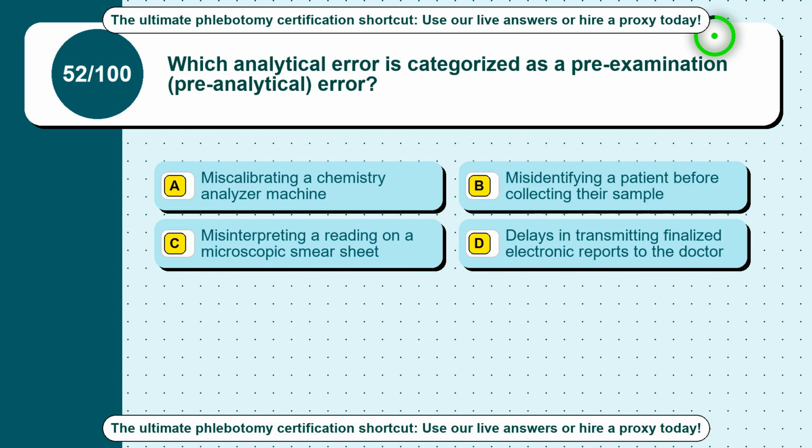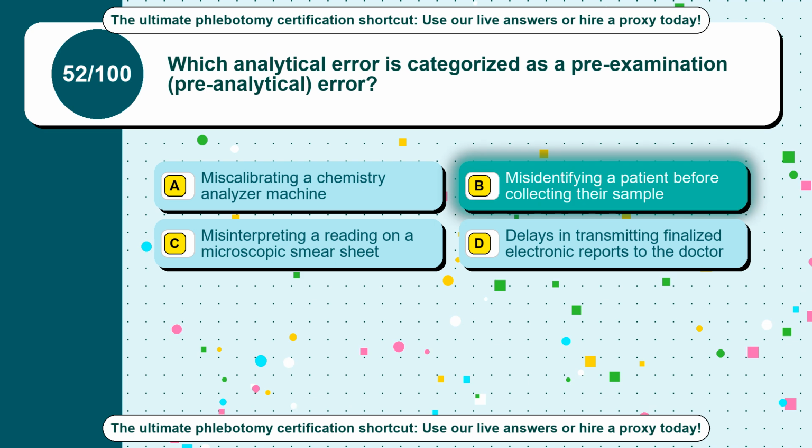Question 52. Which analytical error is categorized as a pre-examination, pre-analytical error? Option A. Miscalibrating a chemistry analyzer machine. Option B. Misidentifying a patient before collecting their sample. Option C. Misinterpreting a reading on a microscopic smear sheet. Option D. Delays in transmitting finalized electronic reports to the doctor. The correct answer is option B. Misidentifying a patient before collecting their sample.